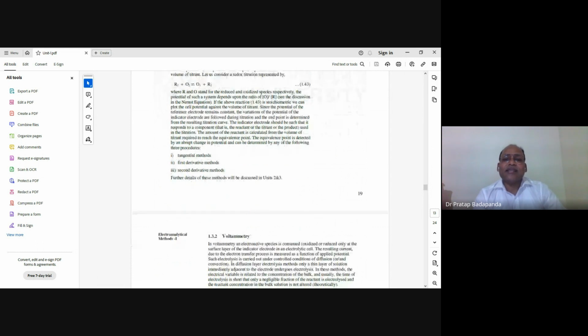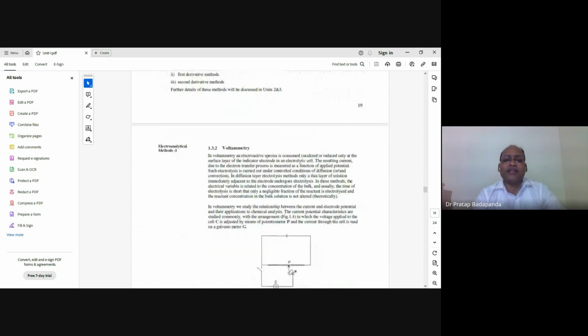In this case, the equivalence point is detected by the abrupt change in the potential and can be determined by any of the following three procedures: one is the tangential method, second is the first derivative method, third is the second derivative method. Further details of these methods will be discussed later. You have to memorize these three things.